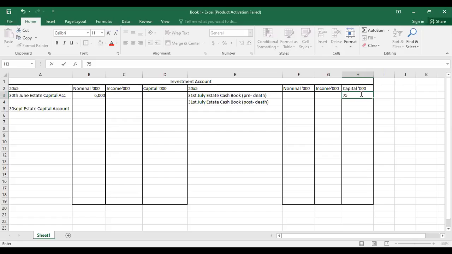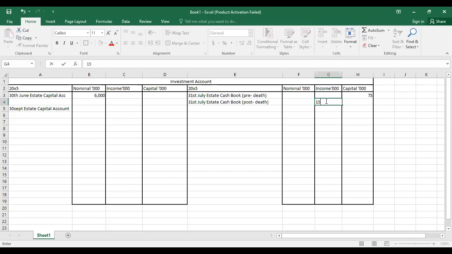So what about the post-death? It is just for 1 month. But it will be recorded in the income column, because this will go to the remainder man. So that will be 1/6 of 90,000, which is 15,000. And then from there we close our books.